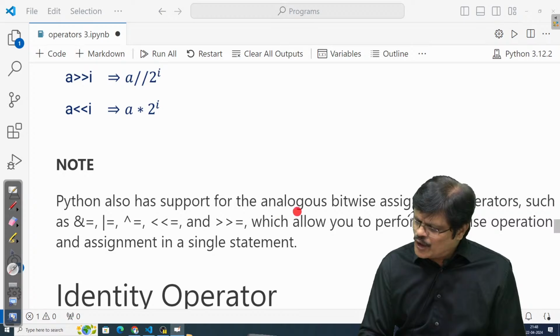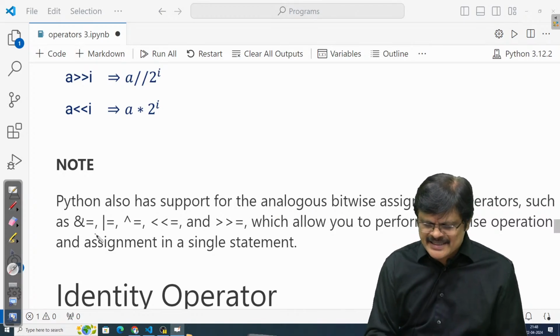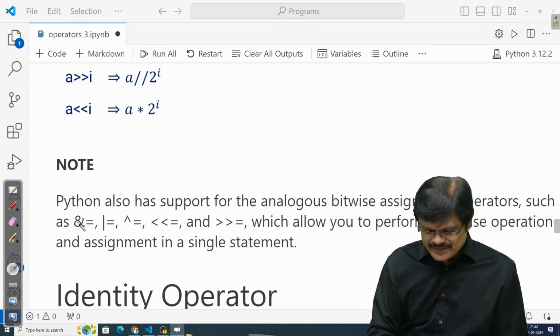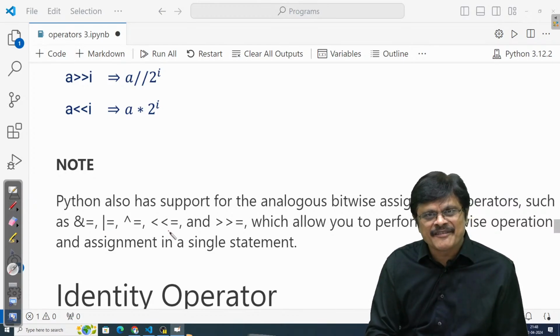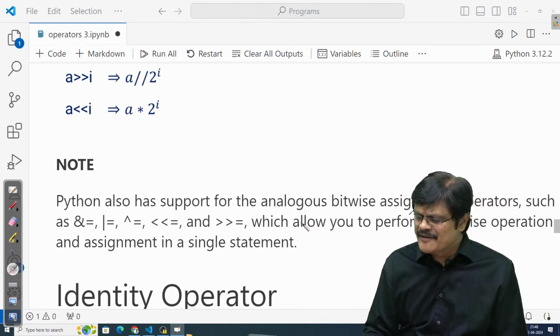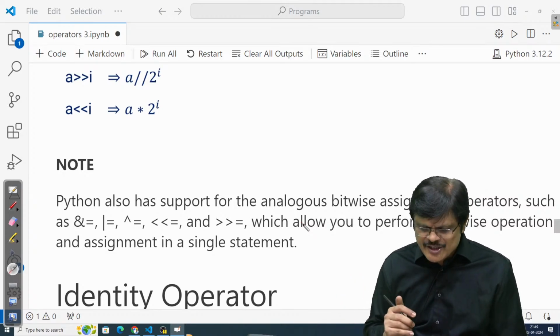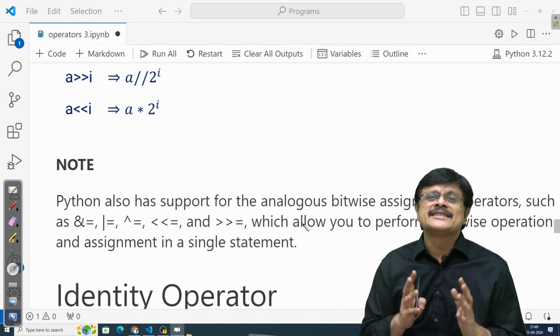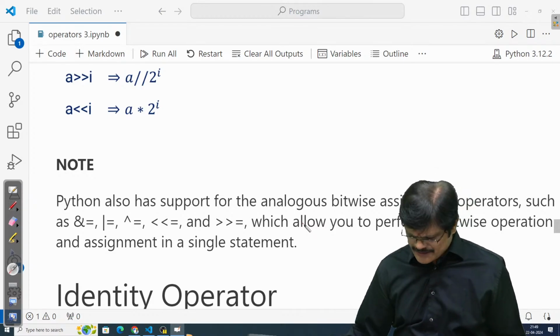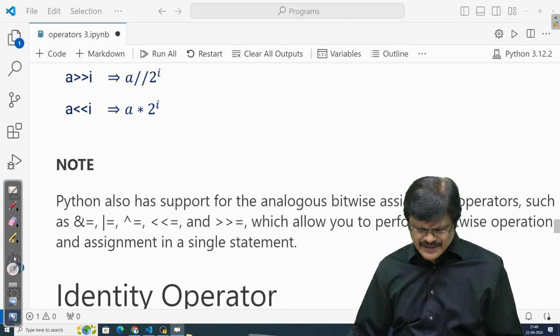So Python also supports analogous bitwise assignment operators such as bitwise AND equal, bitwise OR equal, bitwise XOR equal, bitwise left shift equal, and bitwise right shift equal, which allow you to perform a bitwise operation and assignment in a single statement. You can do that. For example, you can just check this.